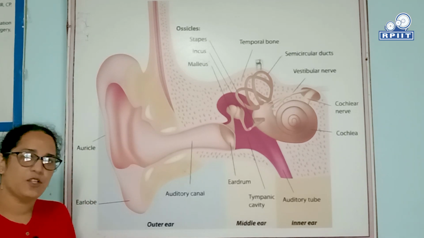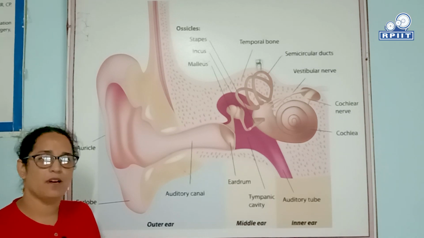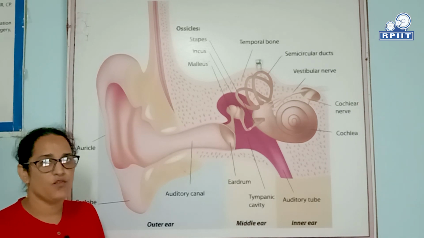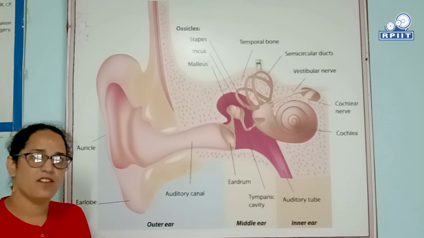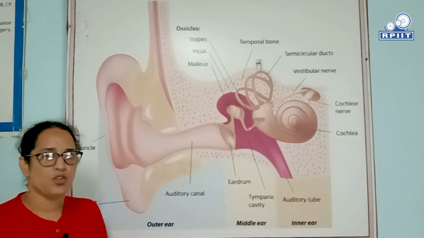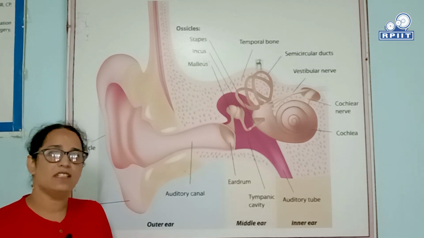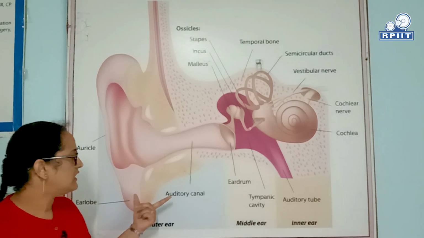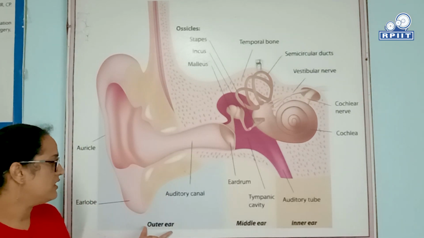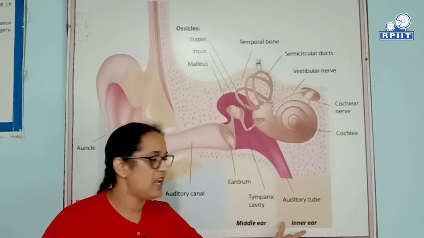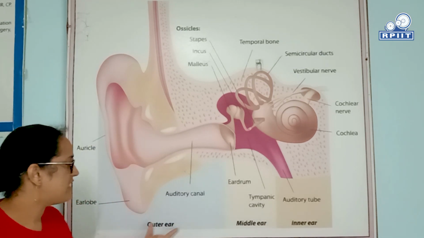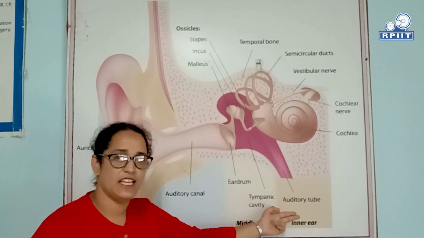Today, in this video, I am going to share brief information about the anatomy and physiology of the human ear. The human ear is an auditory sense organ. We hear environmental sound through the ear. The anatomy of the ear constitutes the outer ear, middle ear and inner ear, and these are differentiated by three different colors in this diagram.